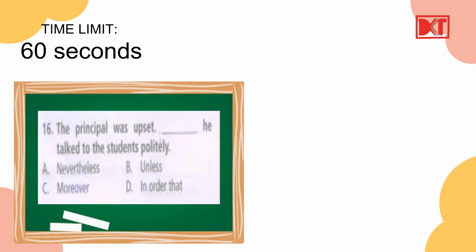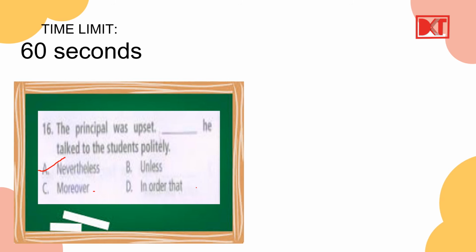So here the principal was upset dash he talked to the students politely. The principal was upset, nevertheless he talked to the students politely. Unless he talked to the students politely. Moreover, he talked to the students politely. Or in order that he talk to the students politely. The correct answer is A, nevertheless.